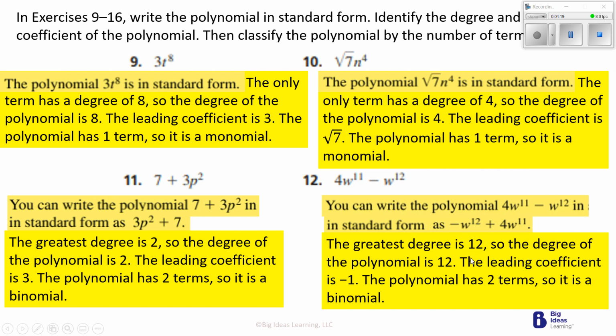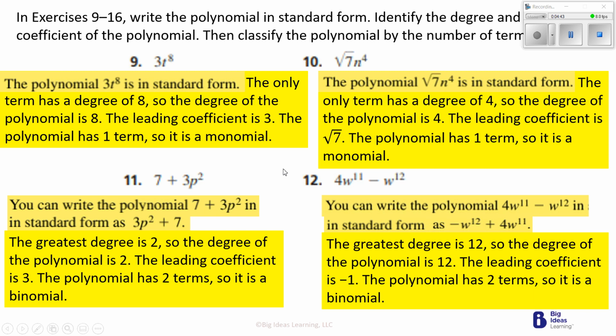So the greatest degree is 12. So the degree of the polynomial is 12. The leading coefficient is -1, since we know there's a 1 there. The polynomial has 2 terms, so it's a binomial, all right? And I stand corrected as far as saying to add these. I forgot this isn't multiplication where you would add these together. So we just go by the leading term, so I apologize for that.